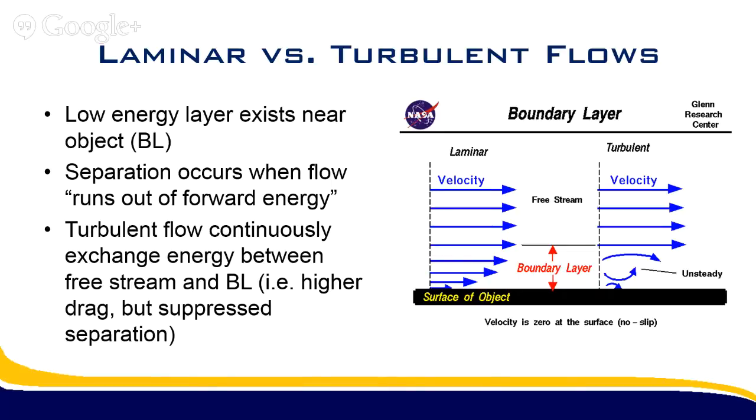You can basically think of it as kind of an energy gradient. And when that flow runs out of energy, it starts separating from the surface. And in turbulent flows, you're exchanging all that flow energy to and from the free stream, so the air outside the rocket, to the boundary layer near the rocket. But there's that.